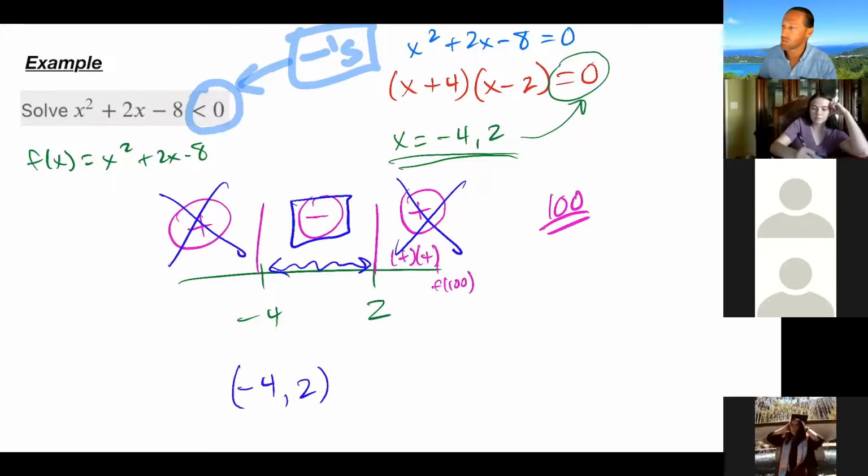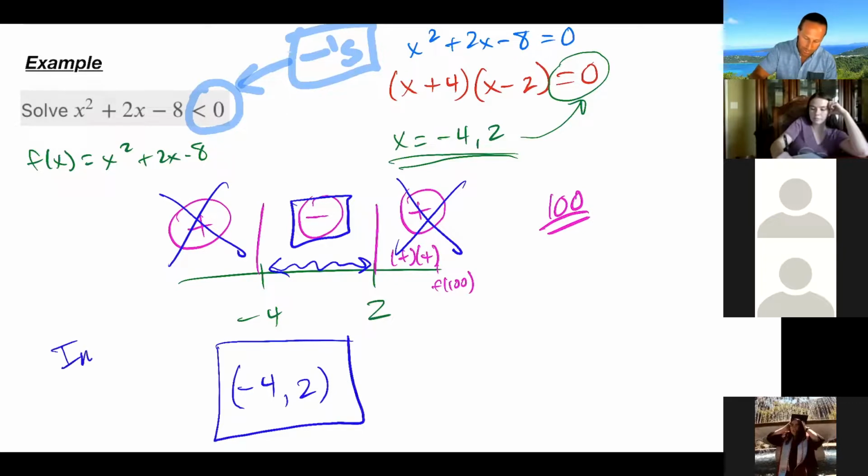Now, how could I have changed those to brackets, Brian? Less than or equal to. Yeah. Put an equal to sign. Now we have to include those zeros. Very good. Excellent. That, again, my friends, is called interval notation.